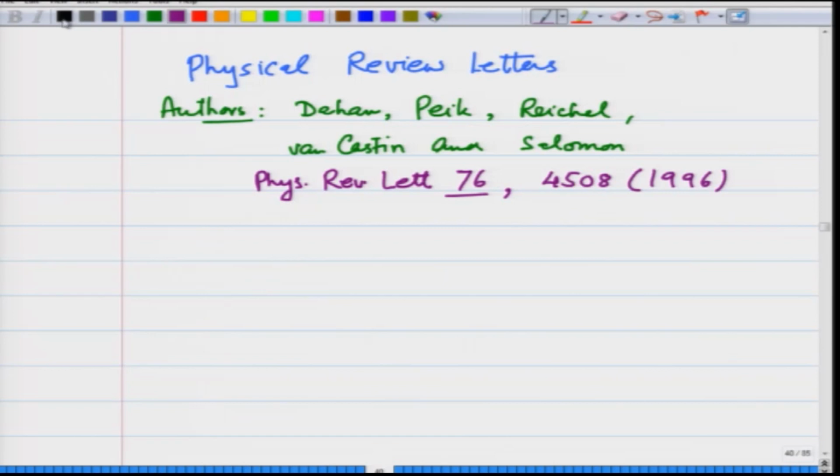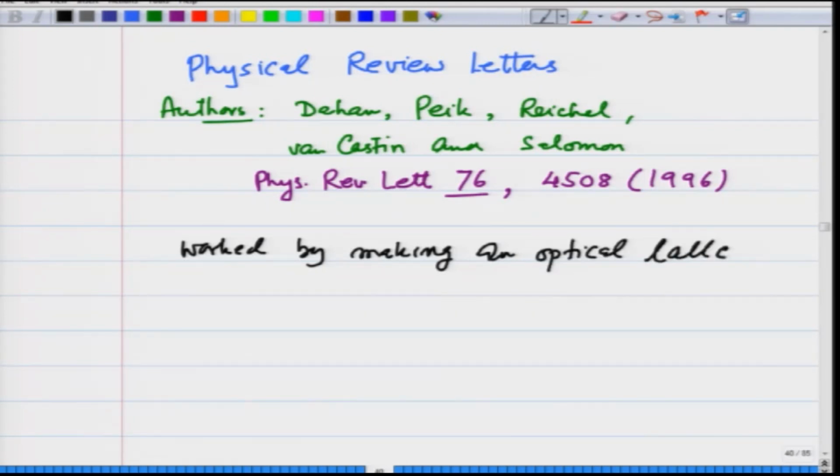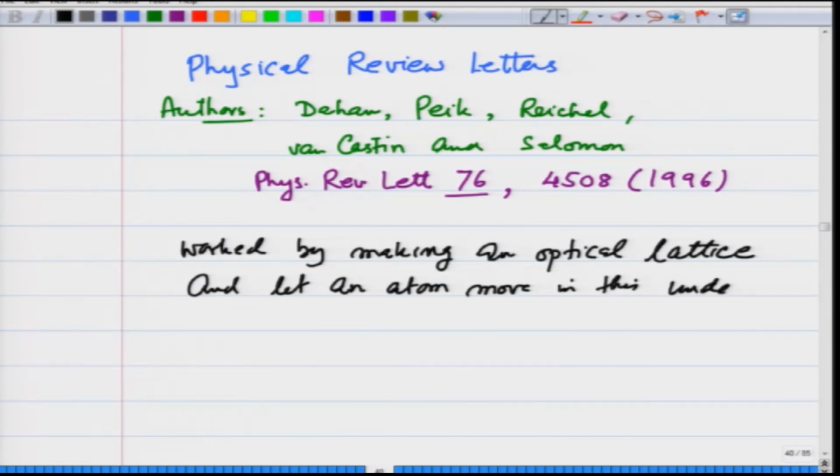So, in this paper what these people did is work by making an optical lattice and let an atom move in this under a force. So, let me explain each term to you.